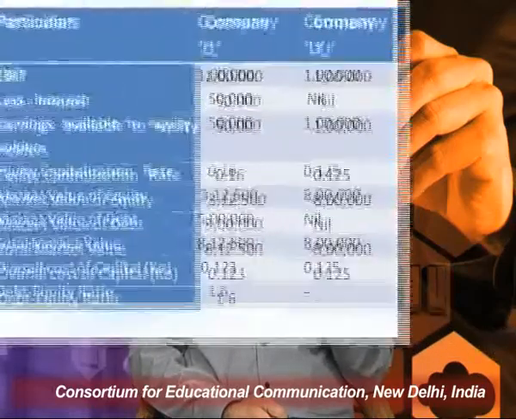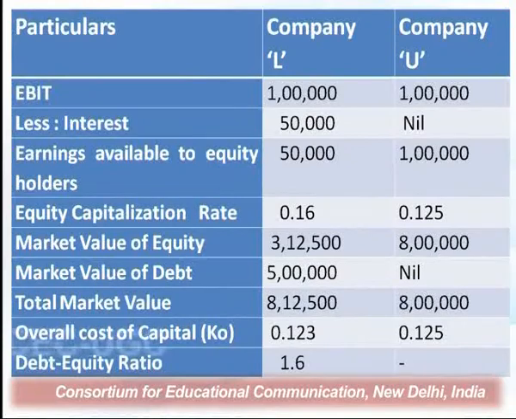The other relevant data is given in the table, where we can see that for company L and company U, EBIT is given for both the firms. It is 1 lakh rupees because they are identical in all aspects except one. Interest is applicable for company L only because it has debentures in its capital structure. Interest comes to be 50,000, whereas the interest is nil in case of the unlevered firm because there is no debt in their capital structure. The earnings available to equity holders is 50,000 in case of company L, and for company U it is 1 lakh rupees.